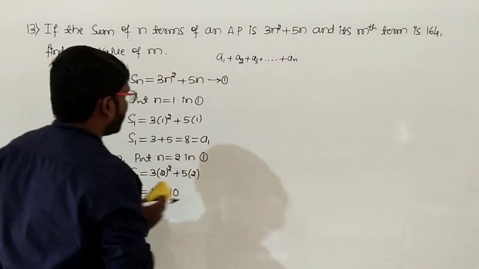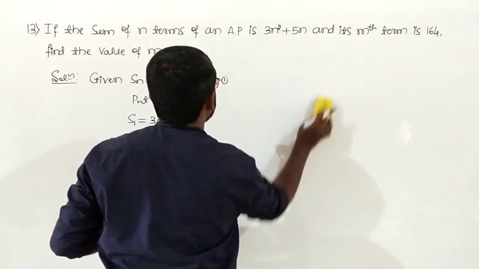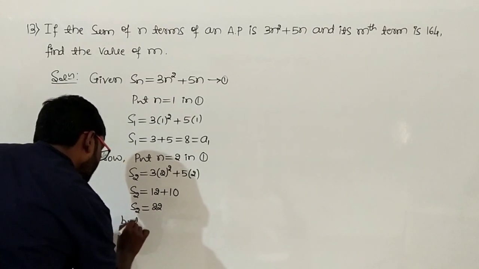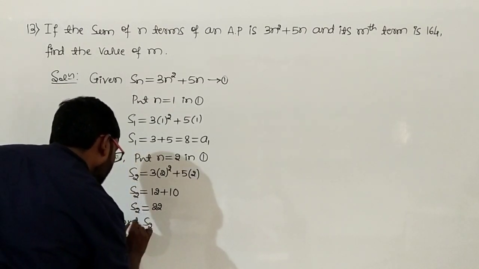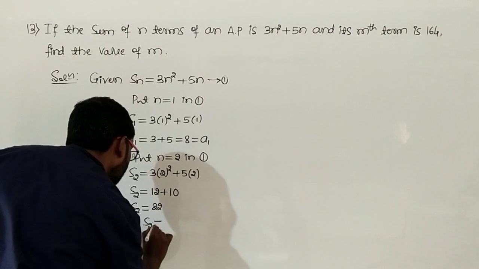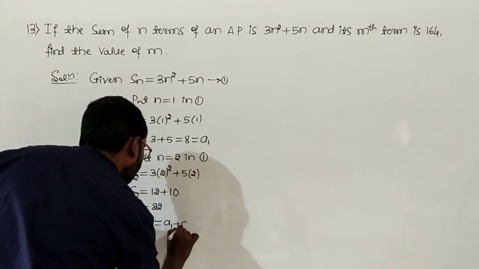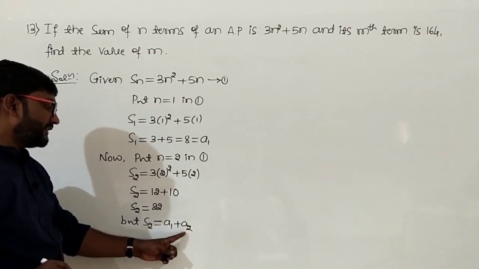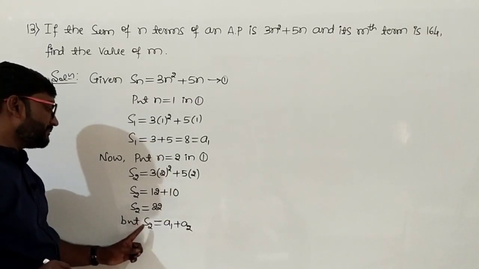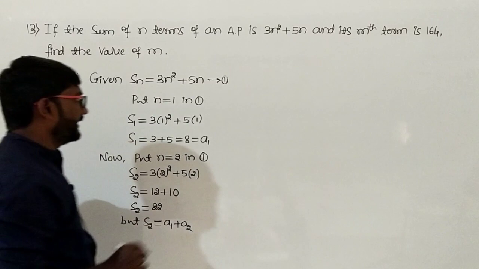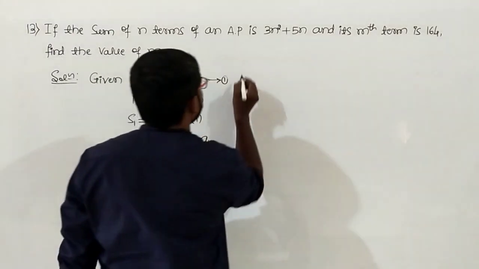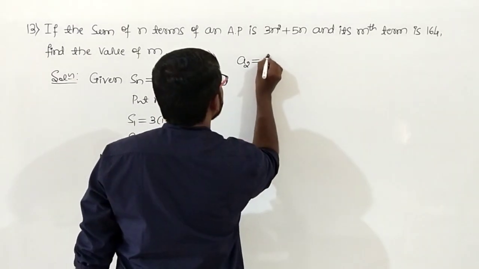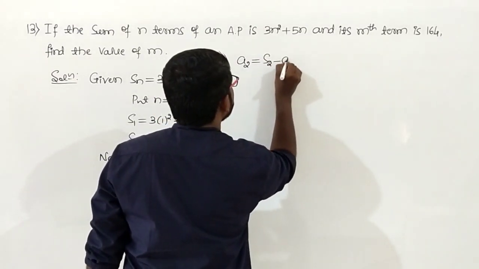So now here we can write S2 as A1 plus A2. Now write A2 as it is, then take A1 to the LHS, it becomes S2 minus A1. So A2 is nothing but S2 minus A1.